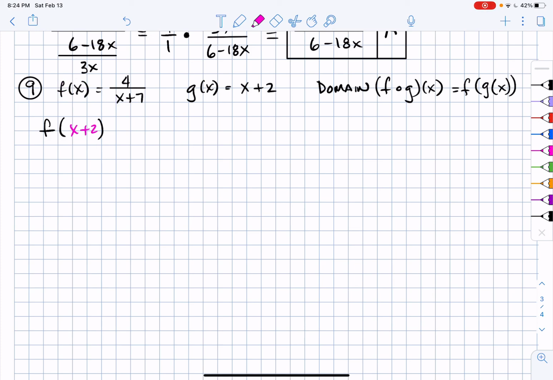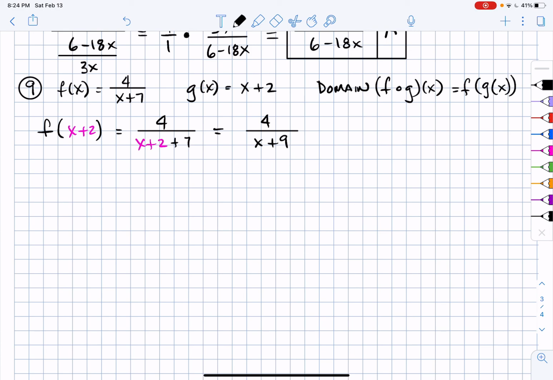so let me go back here. This f is telling me to recall this function right here, and then what I have to do is wherever the x is, replace it with that piece right there. So that's what I've got to do. If that's the case, then I have a 4 over the x plus 2, then plus the 7, which really is a 4 over x plus 9. So that's my final equation of the composite f of g of x.